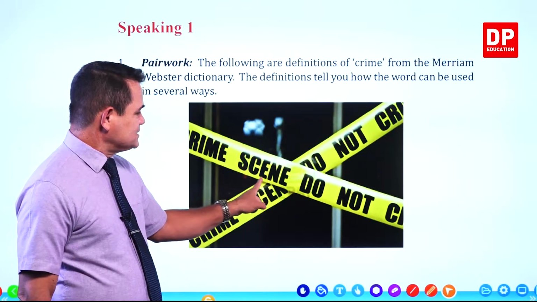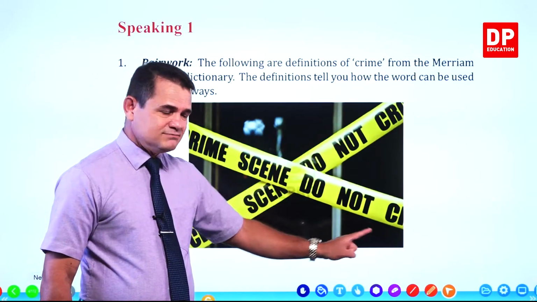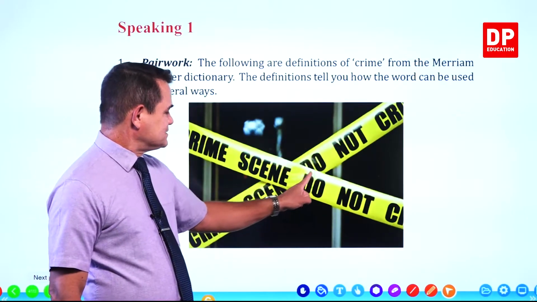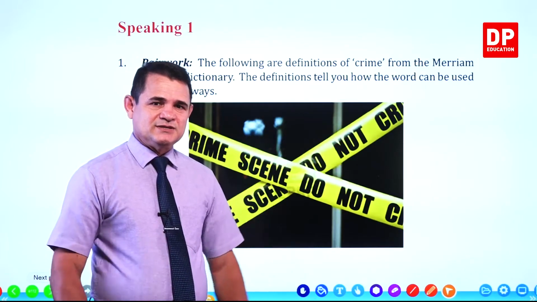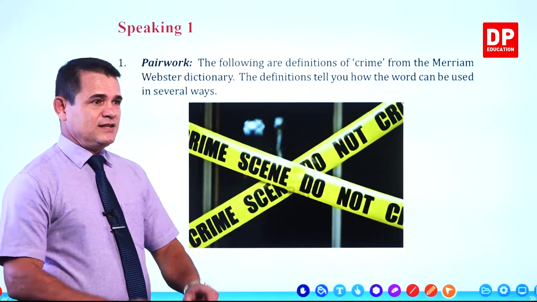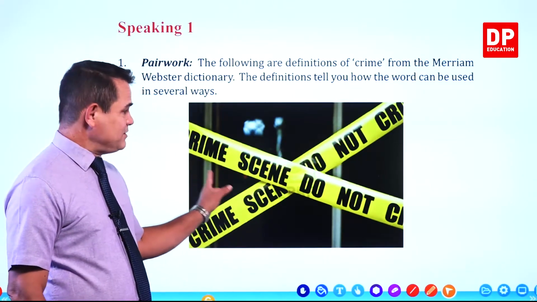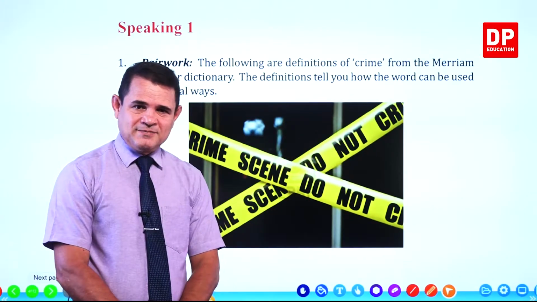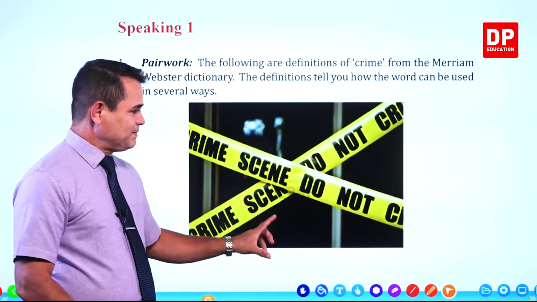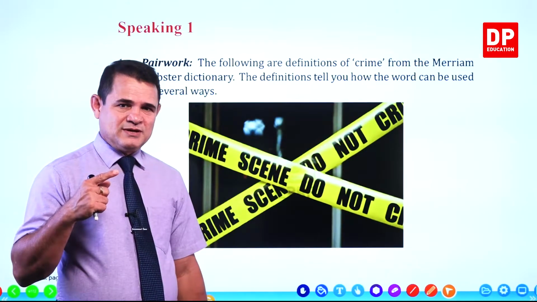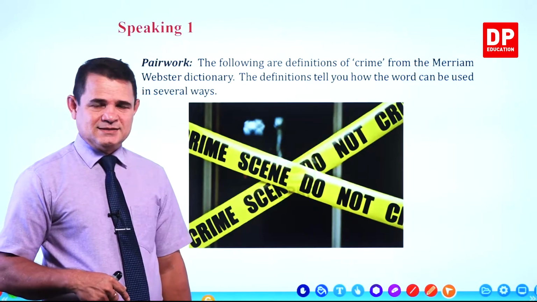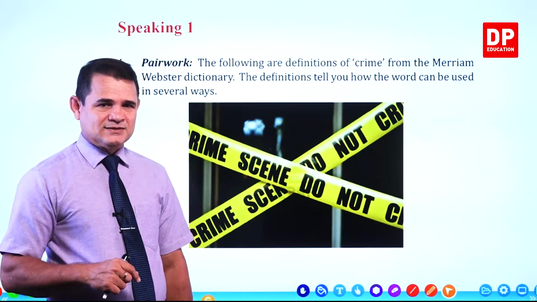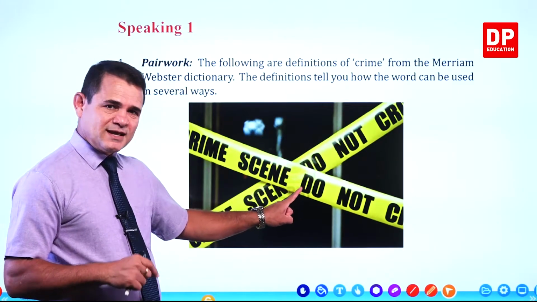Now here there's a little picture for you to see. Crime scene, do not cross. Crimes. So that is just a picture now. When there is a crime, you can see a scene like this, with the area cordoned off with tape. So this picture recalls your memory if you have seen such an incident, such a place.